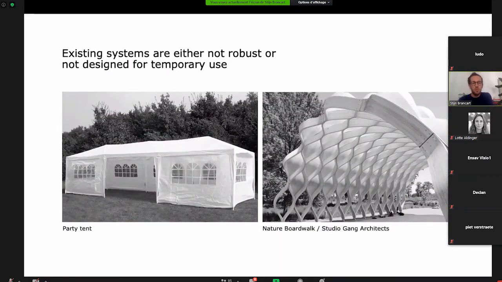But we see in the current sector, if you look at, for example, the event sector or the sector of temporary structures, that on one hand, we have these very low quality structures that are maybe a bit too temporary even, with materials that actually last longer than the structure itself, but are not really reused. But we also see these very nice, really architectural, qualitatively robust structures, but they are often not designed to be reused.